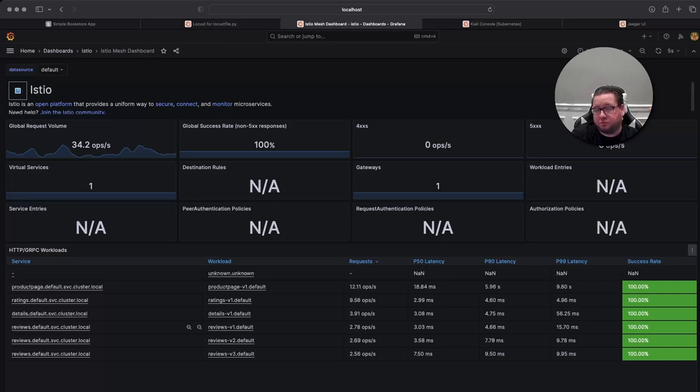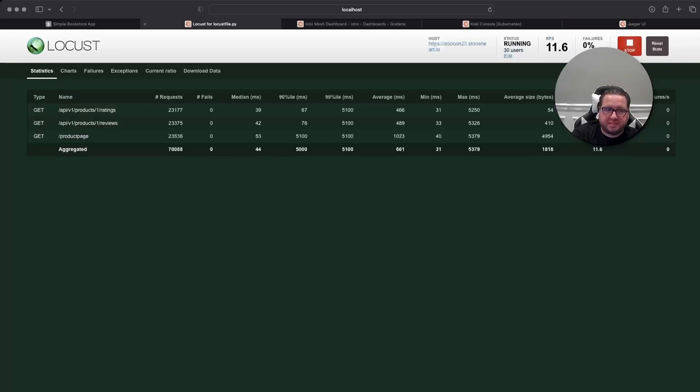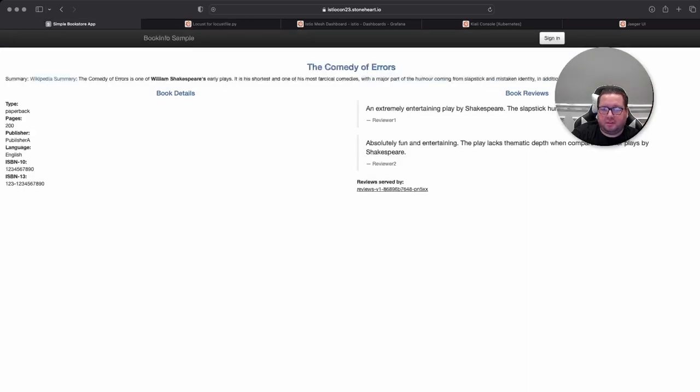We have a bunch of other tools at our disposal here. So let's jump over to Kiali really quick. Kiali is already starting to give me a little bit of insight here, saying my product page, which is a workload, is coming from the Istio ingress gateway. So all the traffic that's hitting the product page right now is coming from the outside. There's no service inside the cluster that's making calls to the product page. That's perfectly fine, which makes sense considering Locust is hitting the external URL and making those requests.